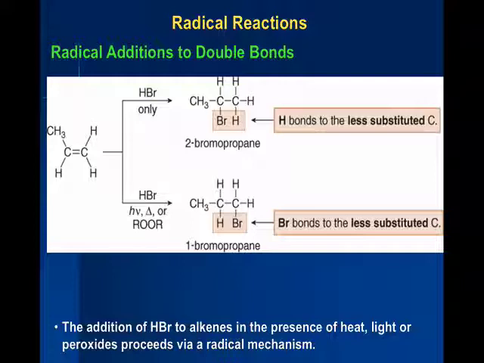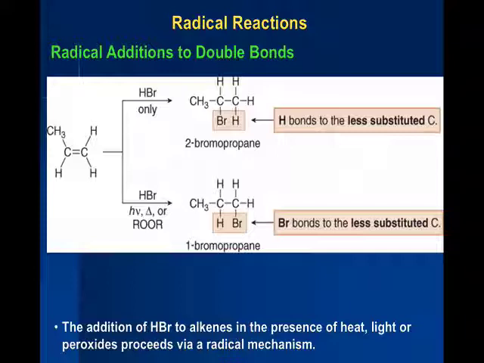This proceeds by a radical mechanism, and it only works for HBr. This does not work for HCl. It has to do with the stability of that bromine radical, okay? So, I've got some time. I want you all to help me figure out that mechanism. So we're going to take propene. We're going to react it with HBr in the presence of, let's just say, a peroxide of some sort, and we're going to get 1-bromopropane.